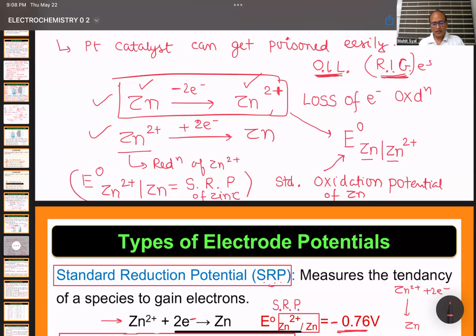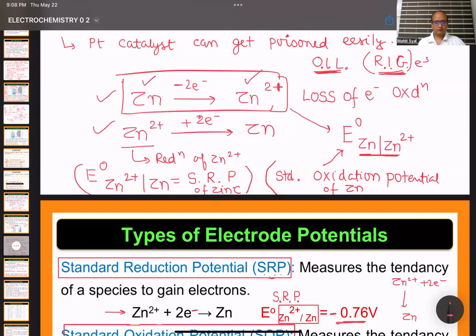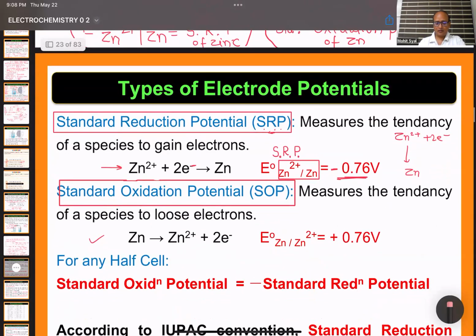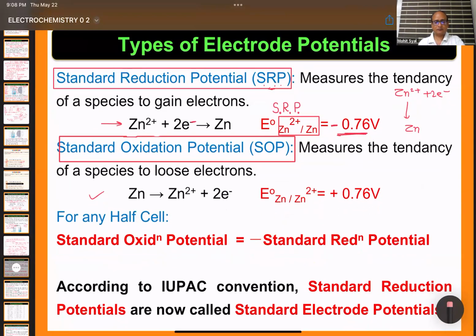So for each element, look at these subscripts very carefully. Zinc is losing electrons and becoming positive, that is oxidation potential. Or Zn2+ is gaining electrons and changing to zinc, that is reduction happening, reduction potential. Got it? Is that clear to everyone? Yes, sir. Marwa, Jasleen, is it clear?